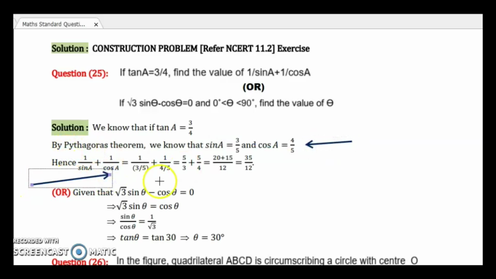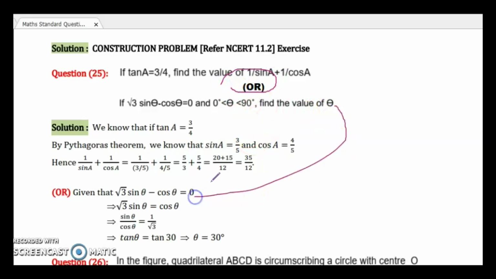1 by sin A plus 1 by cos A is 1 by 3 by 5 plus 1 by 4 by 5, that is, reverse the values. Take the LCM: 20 plus 15 by 12, which is equal to 35 by 12. The answer is very straightforward. Now let us move on to the other problem.